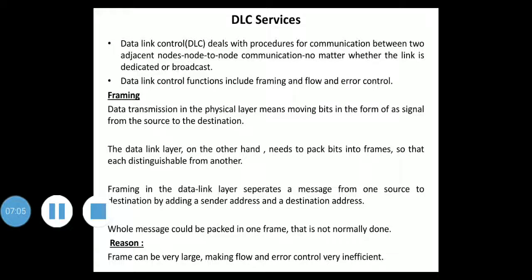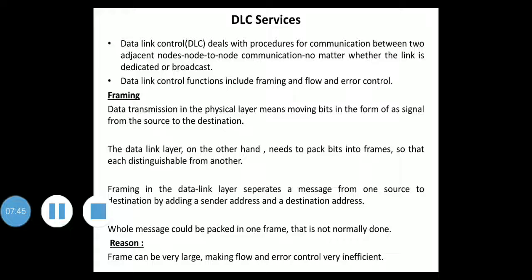Similarly, the framing in the data link layer will separate a message from one source to destination by adding a sender address and a destination address. The destination address defines where the packet has to go. With the help of the sender address, it is possible to have the recipient acknowledge the receipt. The whole message could be packed in one frame, but that is not normally done.